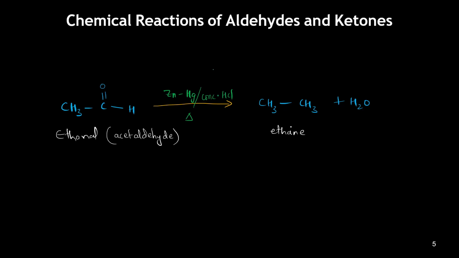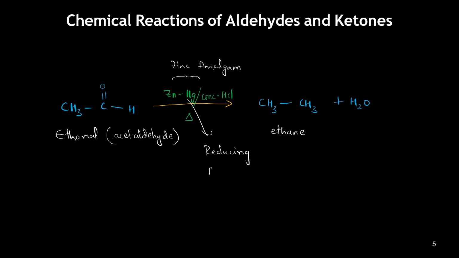Remember this, in the presence of zinc amalgam, concentrated HCl, and you need to heat this, so under heating conditions. What is the Clemmensen reaction? The ethanal, which is acetaldehyde, is reduced to ethane using zinc amalgam and concentrated HCl under heating. Understood? The purpose of the zinc amalgam is that it acts like a reducing agent.